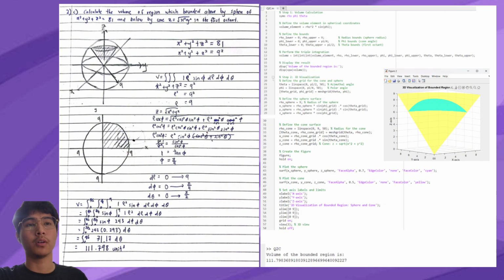We put all the information we got into our formula, and we got the answer 111.798 cubic units. To make sure our manual calculation is correct, we use MATLAB to simulate the question, and we got the same answer, 111.793. You can see MATLAB also gives the 3D visual of the bounded region, and you can see the first octant of our question. So that's all for me. Thank you.